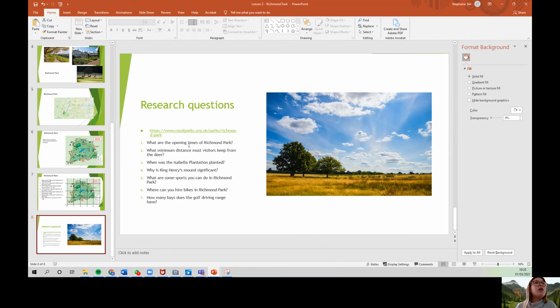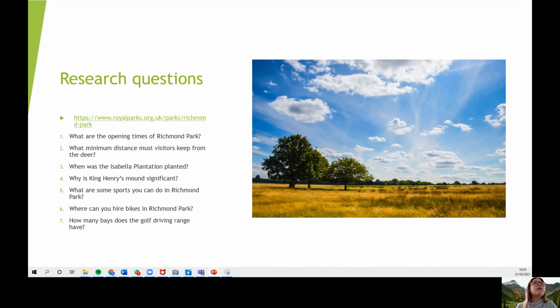So the questions are, what are the opening times of Richmond Park? What's the minimum distance visitors must keep from the deer? When was the Isabella plantation planted? Why is King Henry's Mound significant? What are some sports you can do in Richmond Park? Where can you hire bikes in Richmond Park? And how many bays does the golf driving range have? So please answer all of these questions and post them on Seesaw.